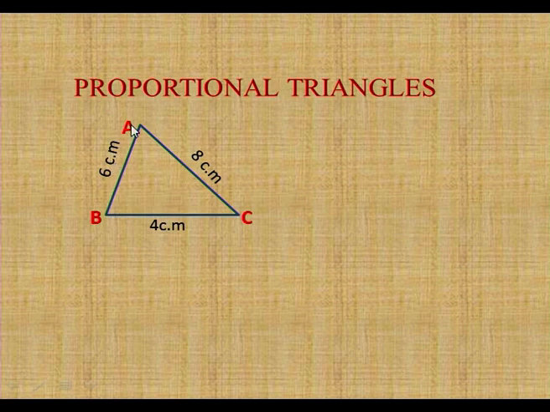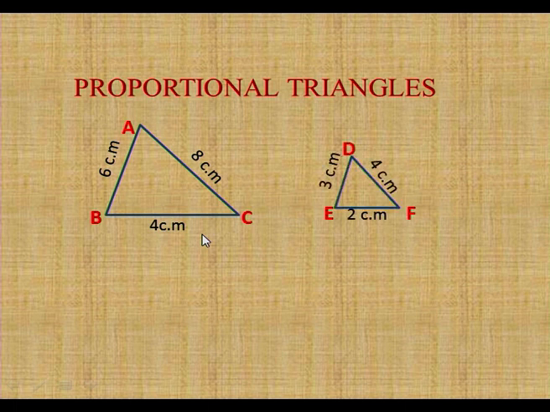See, this is the triangle ABC and another triangle is DEF. What is the corresponding side of this? This side is 6 centimeters and the side DE is 3 centimeters. This side is 4 centimeters and the corresponding side is 2. 4 by 2 is again 2, and side AC by side DF is also equal to 2. Therefore, we say that they are proportional triangles.